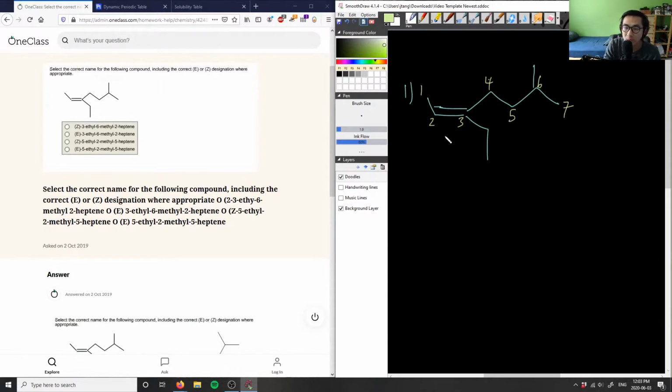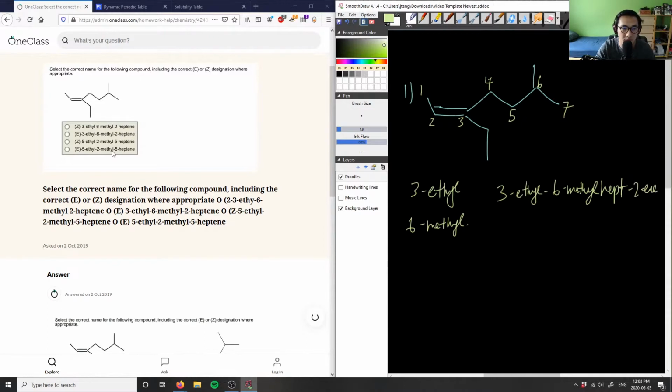And as you can see, we have some groups here, right? We have 3 here, which has an ethyl group, so I'll write 3-ethyl here. And then I have 6 as a methyl group here. These are all the groups that exist in our compound, so ethyl and methyl. So we can write that this structure is going to be 3-ethyl, 6-methyl, and then it's going to be hept, and the double bond is at 2, so hept-2-ene, or according to the older IUPAC, we can write 2-heptene here, right? I tend to use the newer IUPAC, but it doesn't really matter. 2-heptene also works as well, and so it's either going to be A or B as our correct answers here.